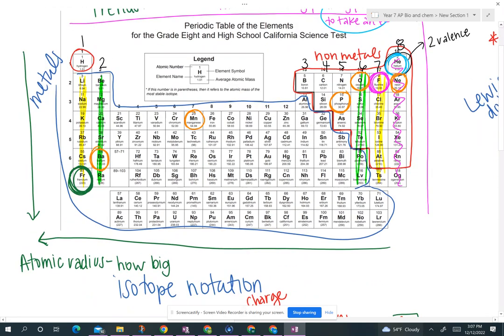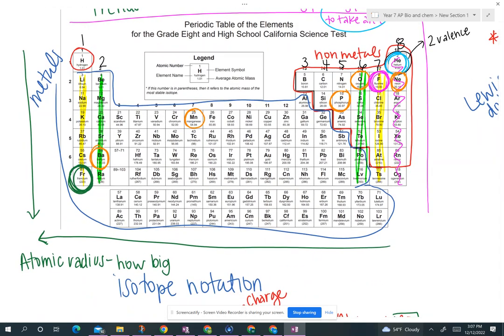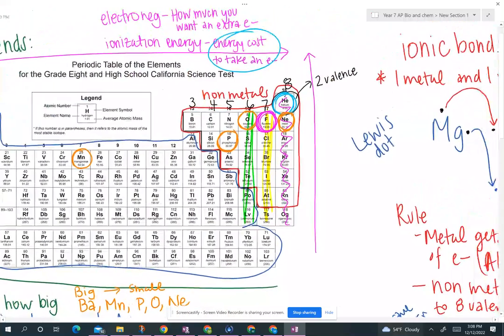We're going to start with radius. We're going to look at how big it is. When I compare all the ones that I have in orange, I'm looking for which one is closest to francium, my biggest one. So I'm going to organize from big to small. I'm going to go with barium first because barium's closest. Then manganese. And again, this is strictly based off of position on the periodic table. Then phosphorus. Then oxygen and neon. That is how I'm going to organize my atomic radius, by position only.